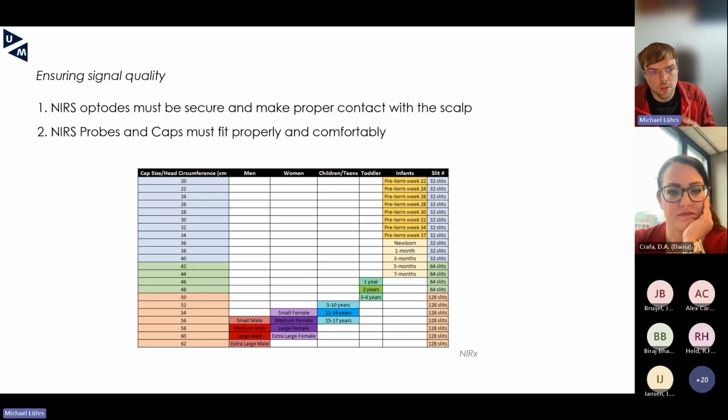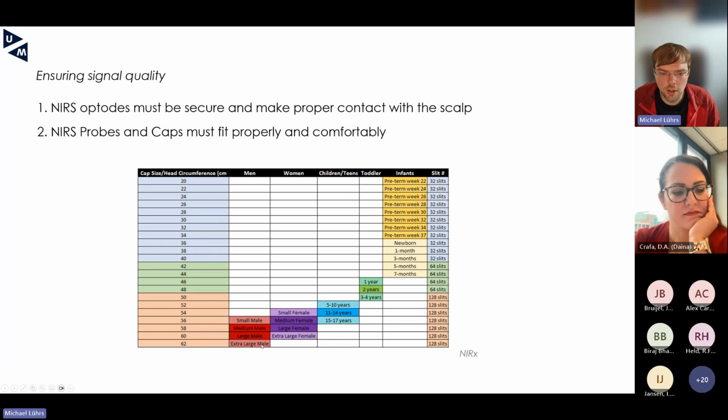Then the caps must fit properly. So even if you set the channel correctly, if the channel distance is different across the participants, you have to make sure that this difference is as small as possible. So using the right cap size for the individual participant is very important. And yeah, this really differs quite a lot.